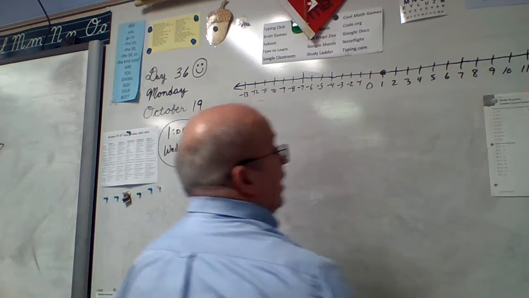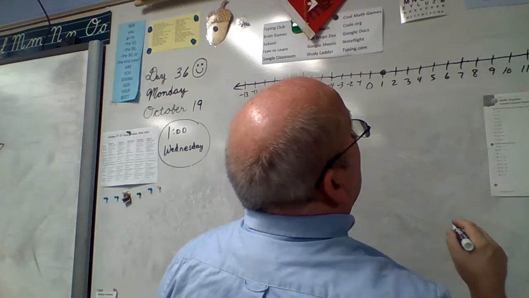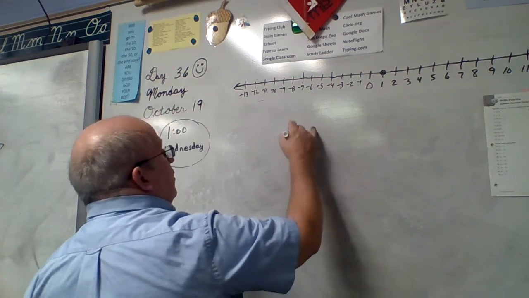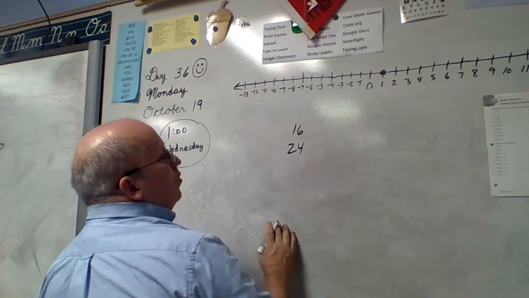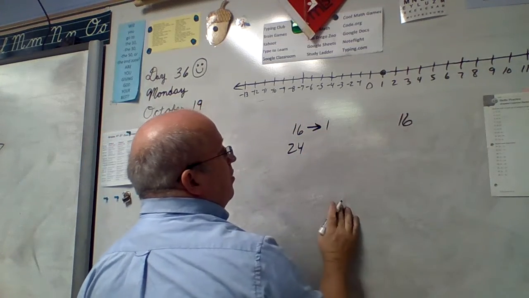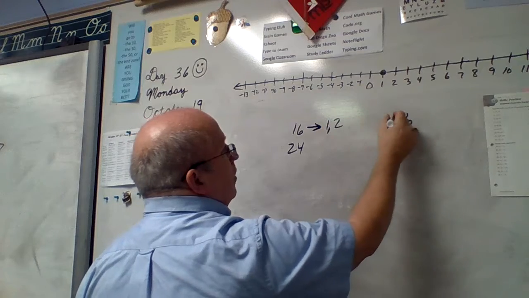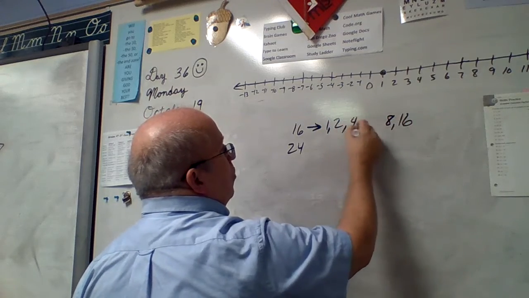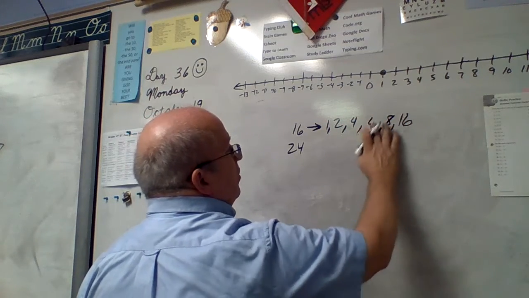Hopefully you're starting to get the hang of this. How about numbers like 16 and 24? Give me some numbers that multiply together to make 16. 1 and 16. How about 2 and 8? How about 4 and 4? We don't need the second 4.